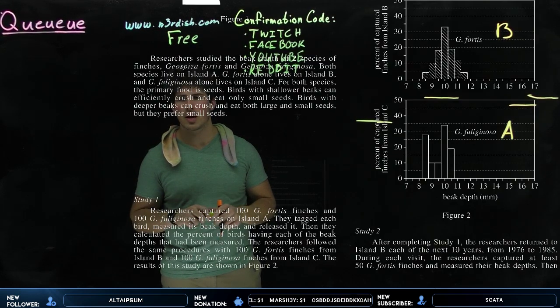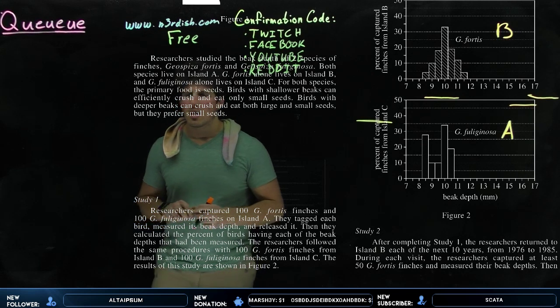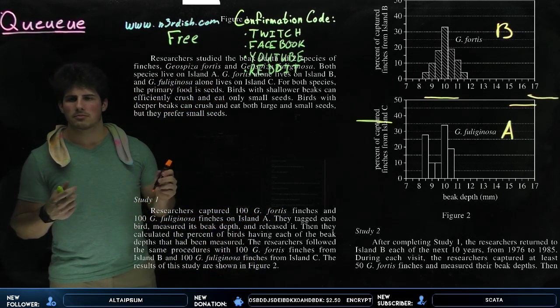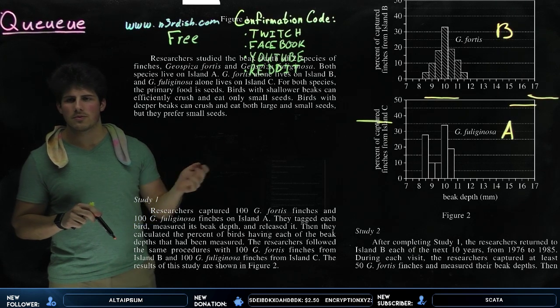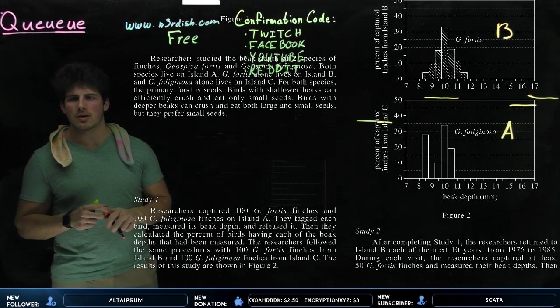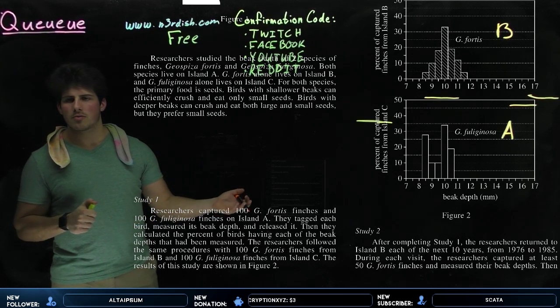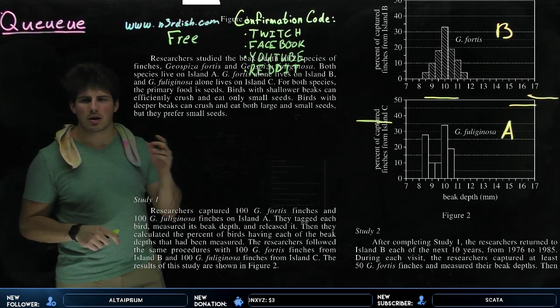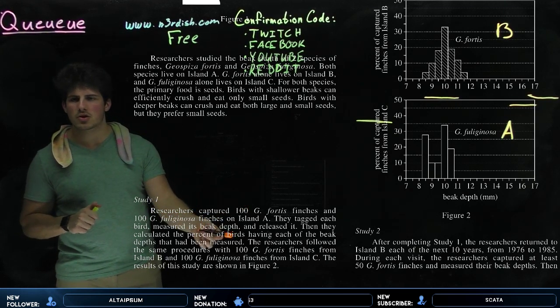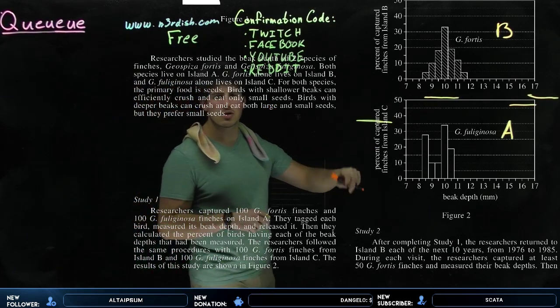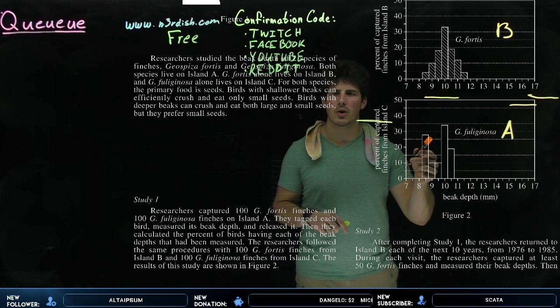If not, we can scroll down and read study one. We probably should read study one. Great. So researchers captured 100 of these finches, the ones that we care about, the G4Ts, 100 of the other ones on Island A. They tagged each bird, measured its beak depth, and released it. Then they calculated the percent of birds having each of the beak depths. Okay, cool. And I know that B is just 4Ts, and then C is going to be... So this is actually C right here, so we don't care about this.